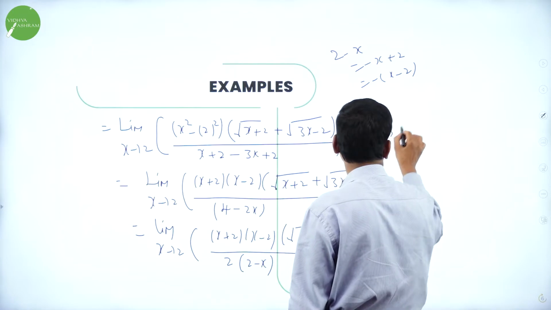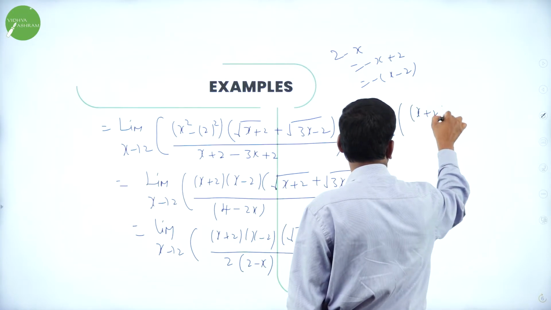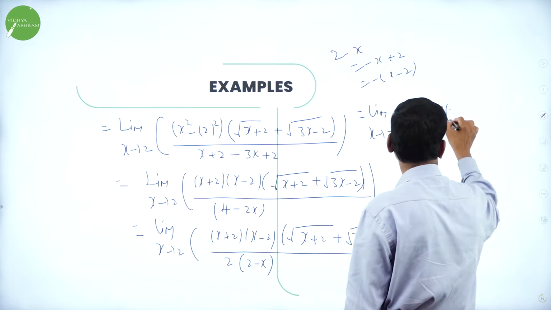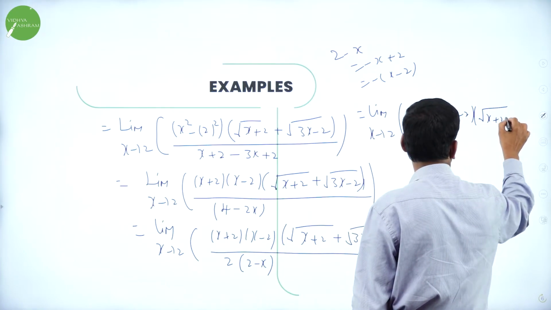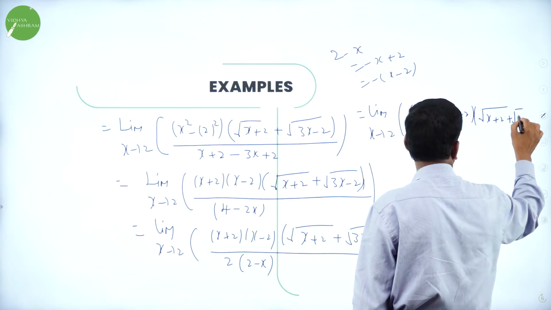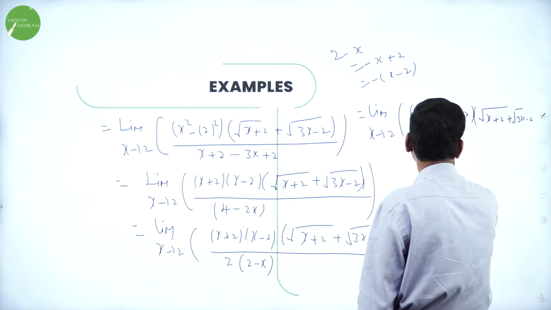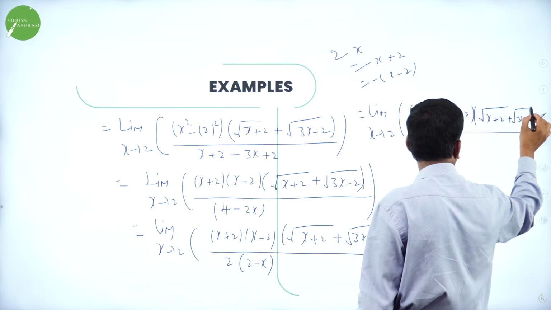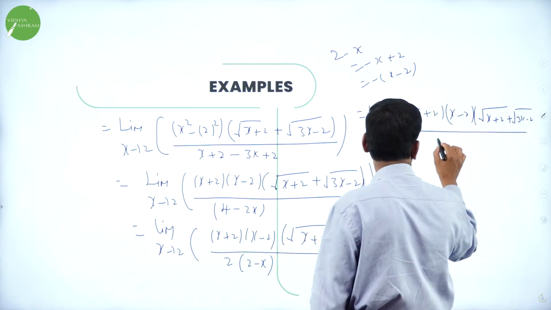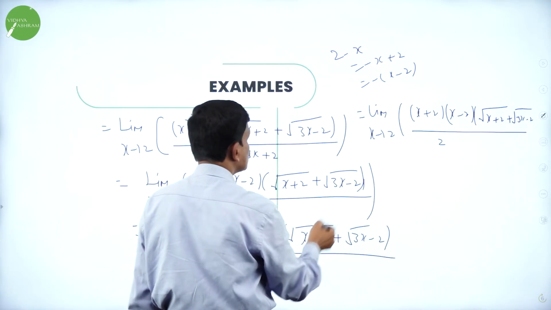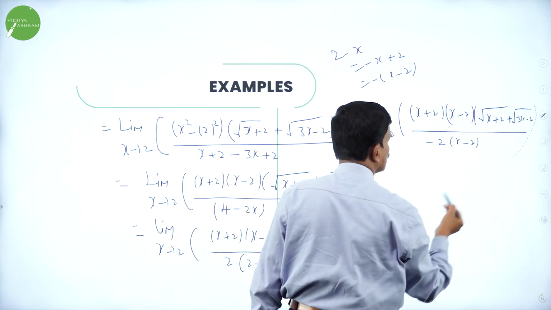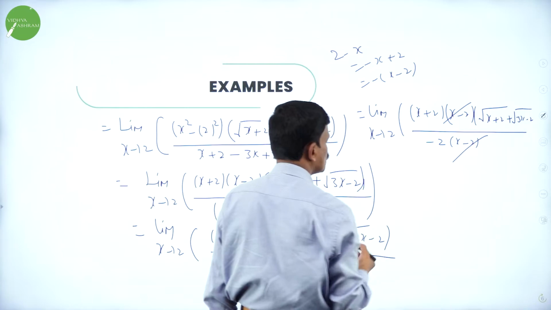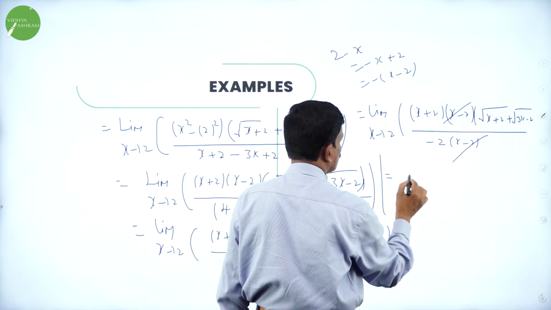That's equal to limit x tends to 2 of x plus 2 into x minus 2 into root of x plus 2 plus root of 3x minus 2, whole divided by, denominator 2 into 2 minus x can also be written as minus of x minus 2. Now cancel the terms which get cancelled, x minus 2 gets cancelled, and apply the limit.